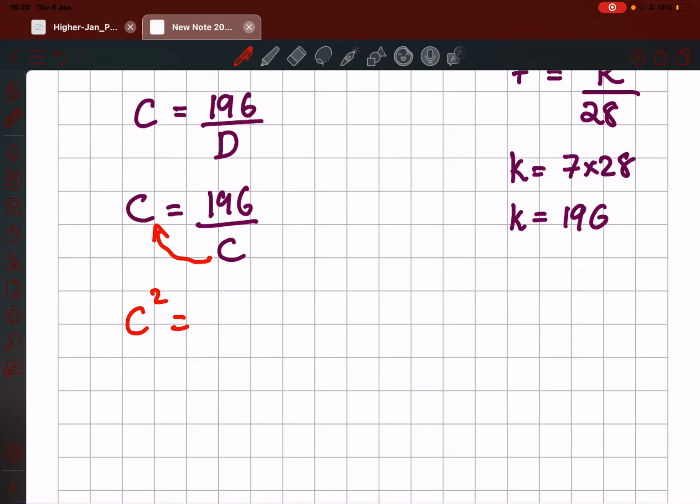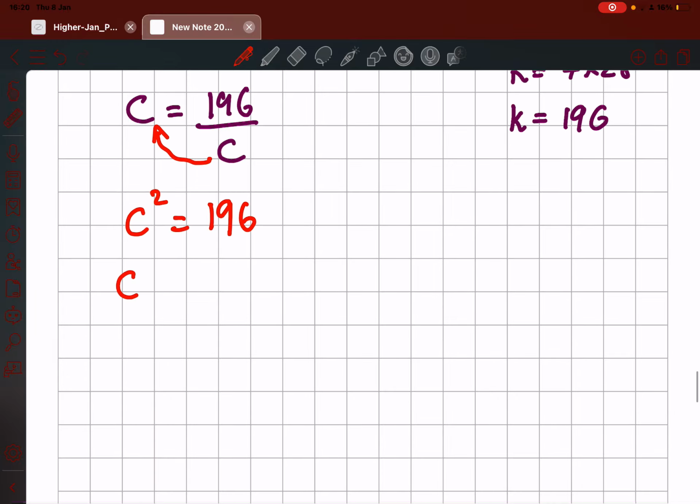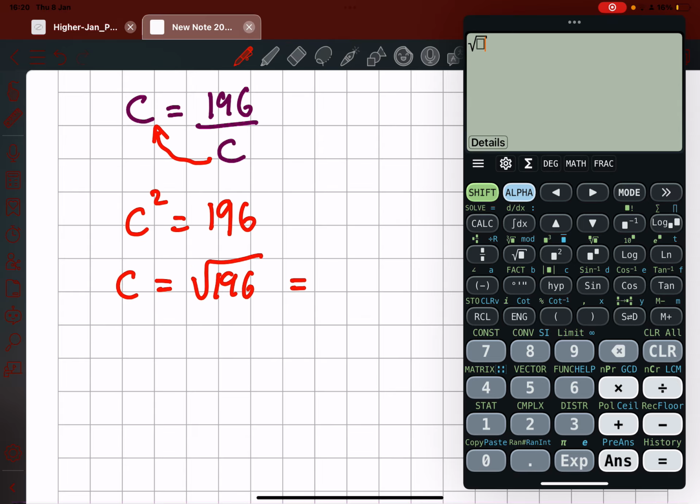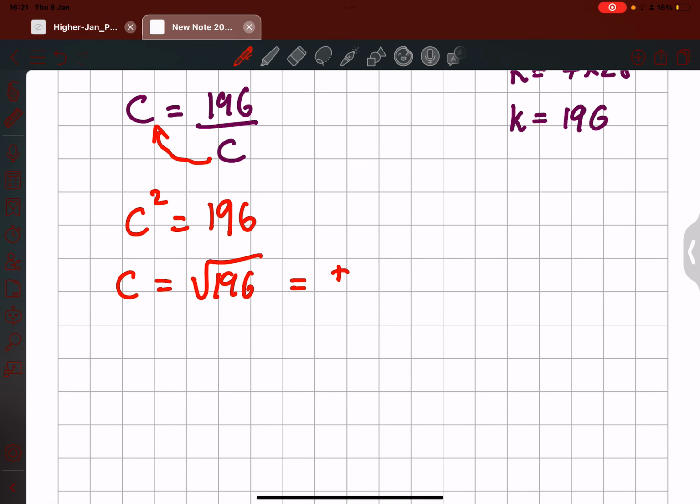Oh. So C squared would be 196. So if I want to find C, square root of 196, what's the square root of 196? 14. So I could have written positive or negative 14, but remember we said C and D are positive numbers, so we're going to ignore the negative. So C is equal to D is equal to 14.